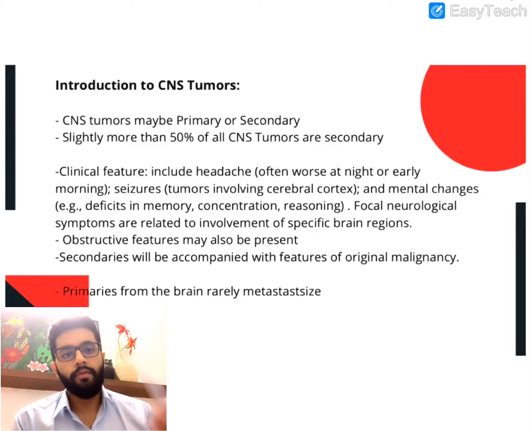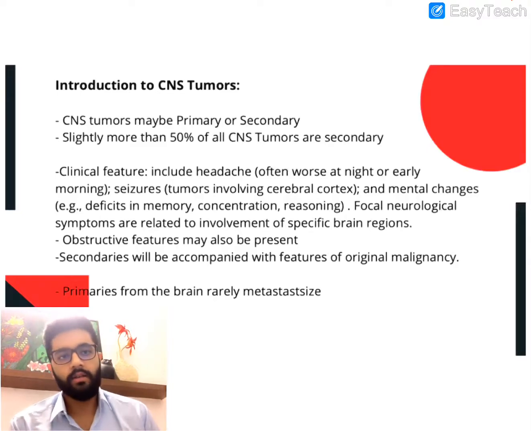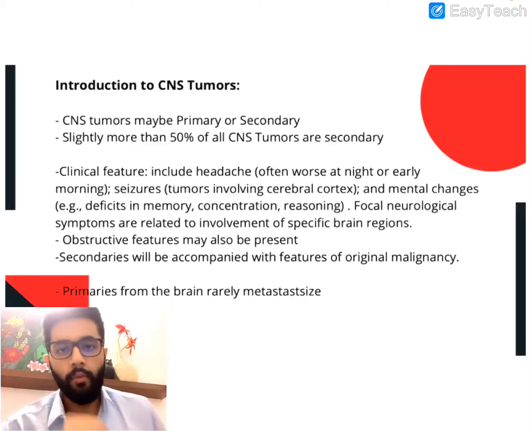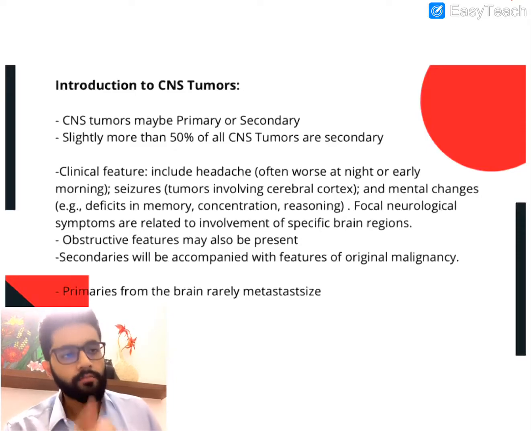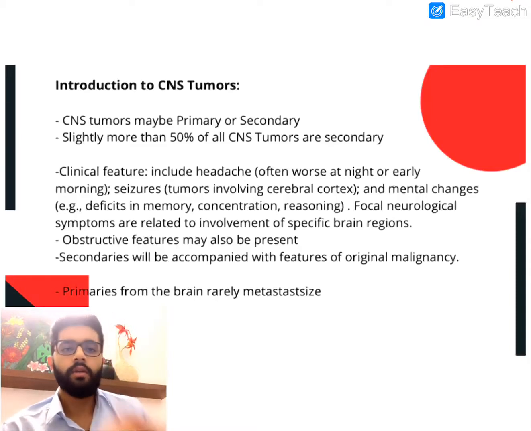CNS. So before we discuss in detail the primary and the secondary tumors, let's talk about the common clinical features that are found in all CNS tumors. So irrespective of the tumor, these clinical features are similar. The first and most important clinical feature we'll talk about is headache. They usually have a persistent headache lasting for a few months and not relieved by the normal analgesic medication. It sometimes is worse at night or early in the morning.